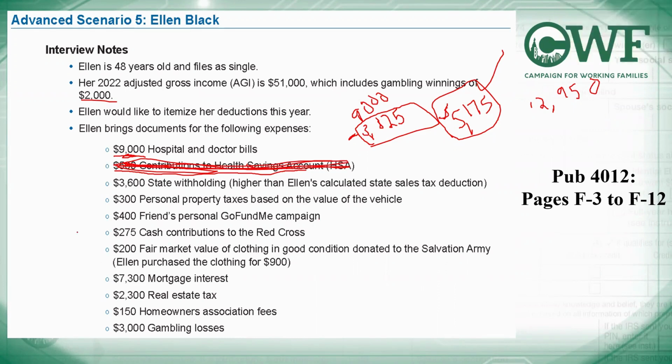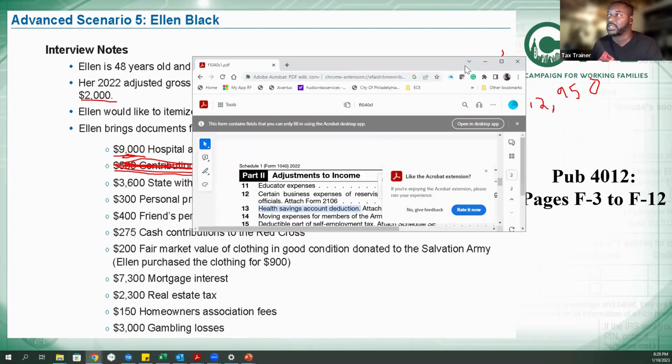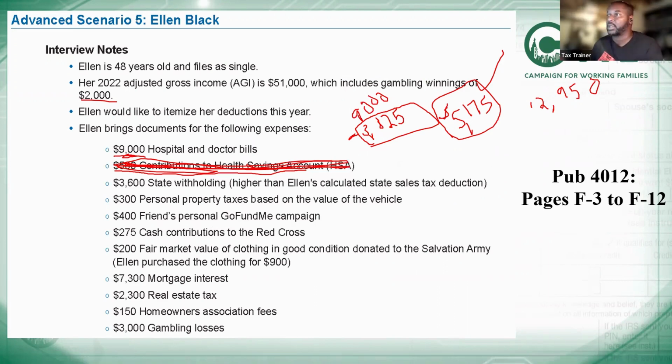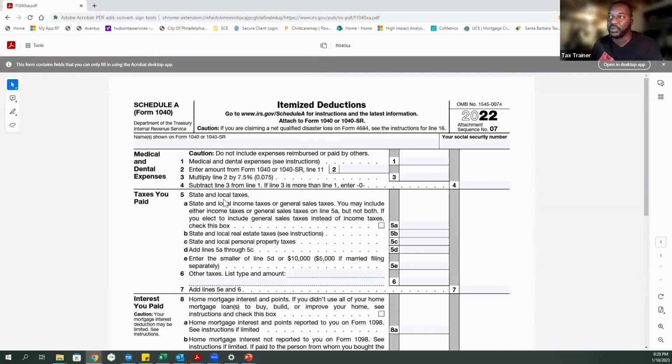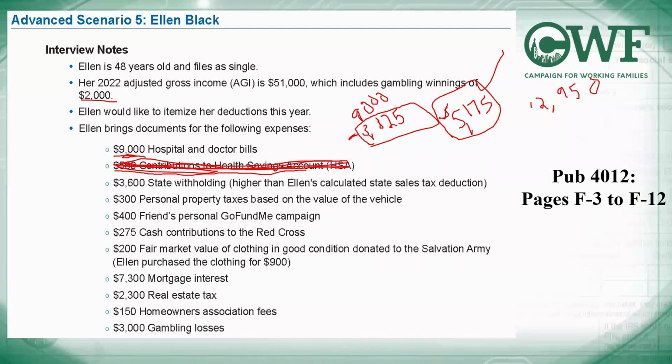So, state withholdings. Can I deduct state withholdings? Let me pull over my Schedule A. I'm sorry, I'm going to pull over my Schedule A. Can I do state deduction? So I can do taxes you pay for state and local taxes. So can I include that?